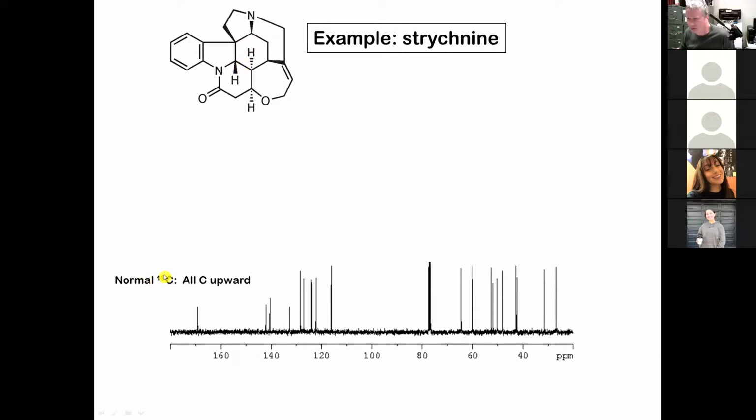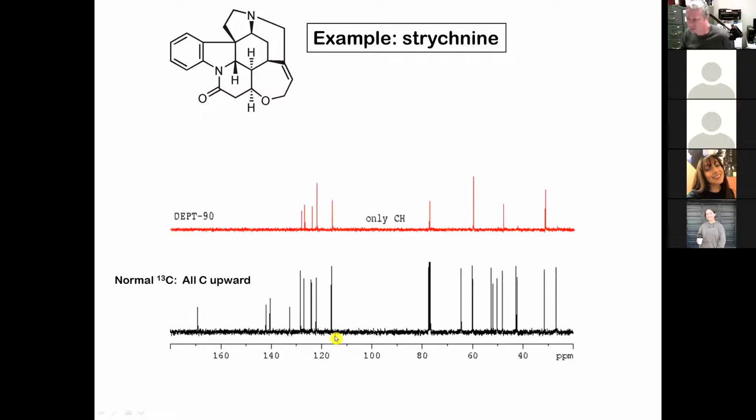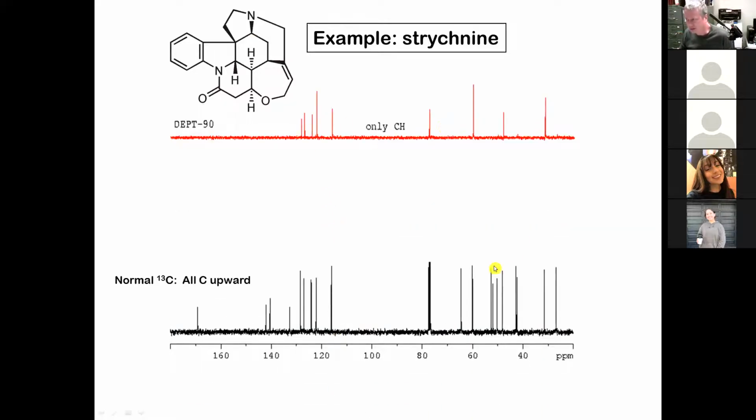So here's a normal C13 NMR. Those are all the carbons in strychnine. The peak at 78 is the standard, the chloroform, right? But everything else is all the different carbons here. How could I figure out which of these are the CH2s and CH3s? Well, are there any CH3s? You see any CH3s? No CH3s, right? But we do see a bunch of CHs and CH2s. And how can we figure out which of these are the CH2s and the CHs? That would be through DEPT. So here's a DEPT90, only CHs. See how some of the signals disappeared?